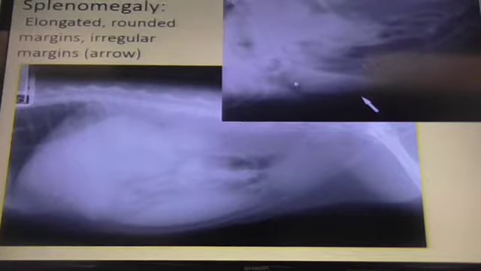Sometimes the margins can be irregular. So you look for all of those radiographic findings to determine that it's splenomegaly. So radiographically, your diagnosis would be splenomegaly. That's your radiographic diagnosis. And then you know what I'm going to ask next. Well, what do you think is causing the splenomegaly? Then that's where you come in. You have to have 3 differentials right off the bat, if you can.